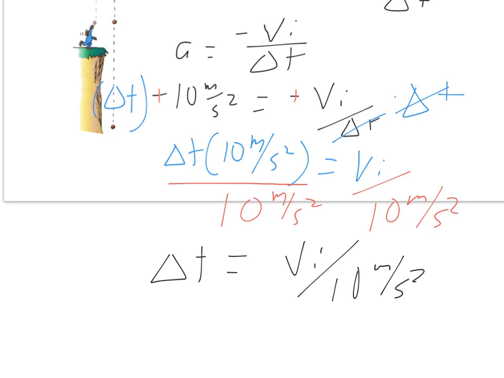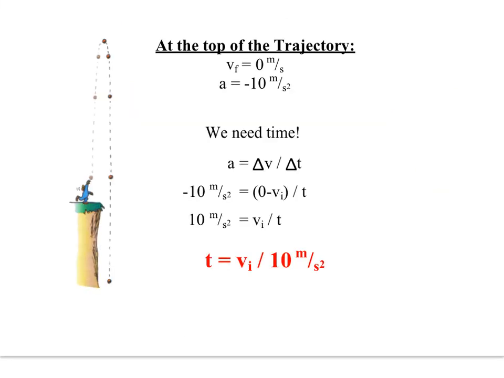If I start the clock, if I start recording the time right at the instant that the projectile is thrown, then my initial time is zero. So this change in time can just get simplified to the specific time at which we want to know about the initial velocity when something is thrown in the air. Here's a cleaner version of the work I did on the last slide if you want to use that for your own notes. Now I'm going to show you how we apply these tricks by doing some sample problems.